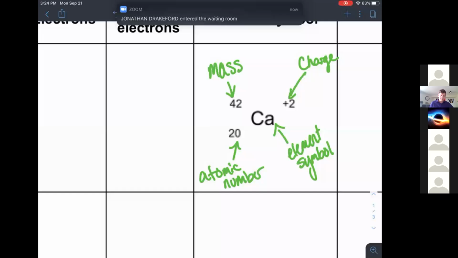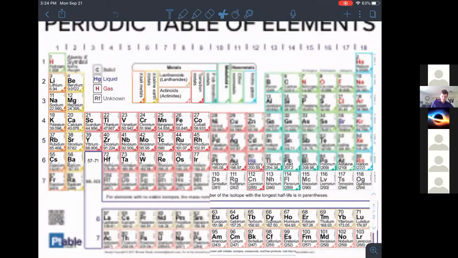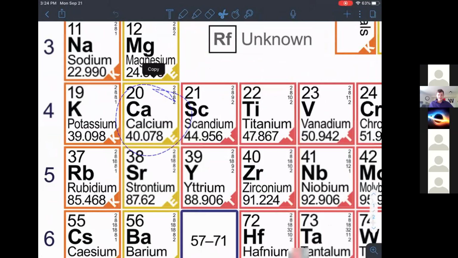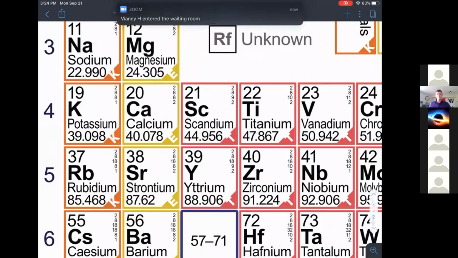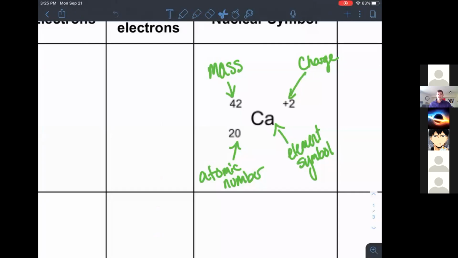Plus, if we look at our periodic table, we should see that calcium down here has an atomic number at the top of 20. So it's going to be flipped. Our mass number and our atomic number for our nuclear symbol are going to be flipped when we look at it from the periodic table. Our mass number is on top here, and on the bottom on our periodic tables, and our atomic number is on the bottom here, and it's on the top of our periodic tables.